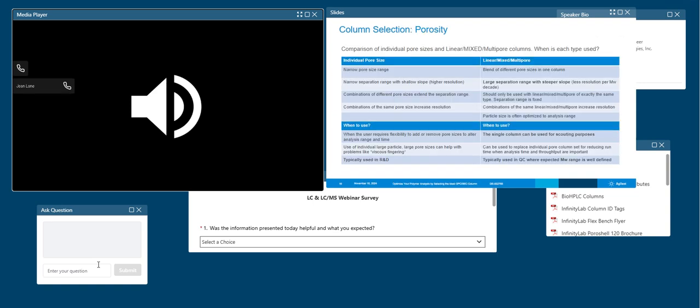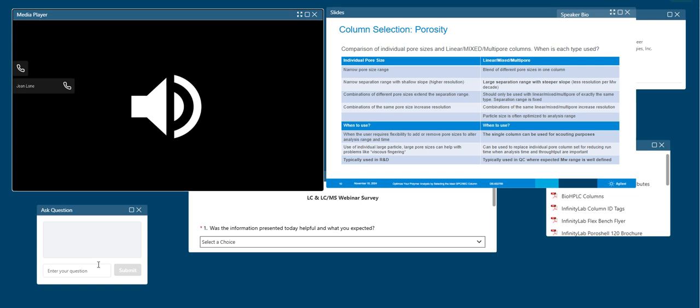So when might you choose each type of column? Here we have a side-by-side comparison for the different porosities. The top is a bit of a review for the last couple slides just discussed. When might you choose to use an individual pore column? You might have a very specific molecular weight range for your sample.